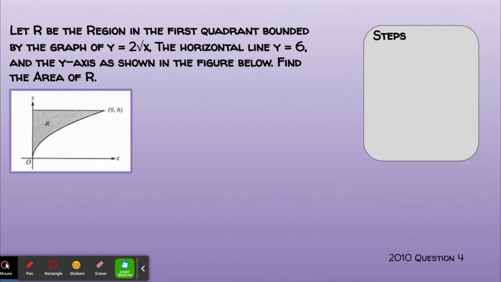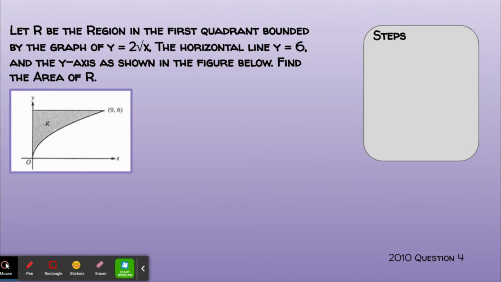Alright, so next we're going to be doing an FRQ question. And this question comes from the 2010 AP exam. When we do the FRQ questions, the process would be very similar to the multiple choice question, except in this one, you will not be able to use your calculator.